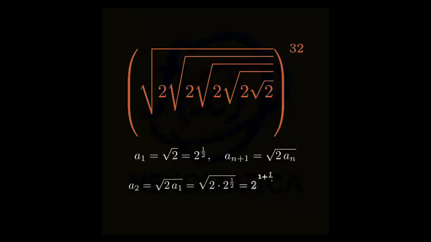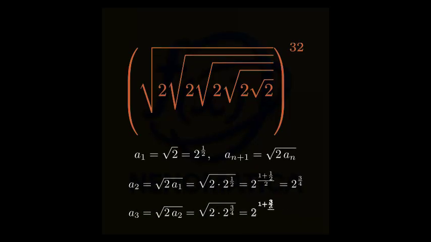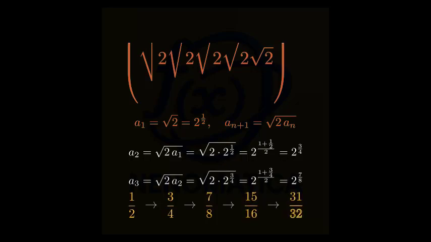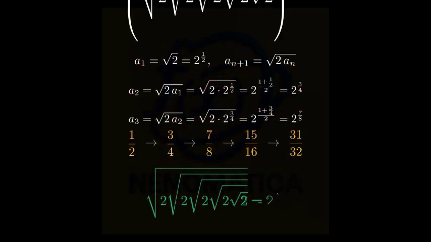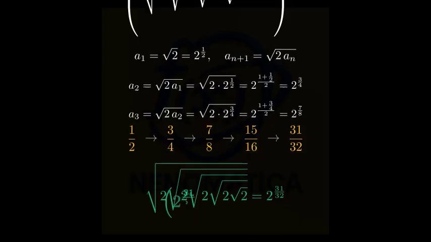Notice the pattern. The exponents are 1/2, 3/4, 7/8, 15/16, and 31 over 32. That means the entire nested radical inside the parentheses equals 2 to the power 31 over 32. Finally, raising this to the 32 power multiplies the exponent by 32, giving 2 to the power 31.